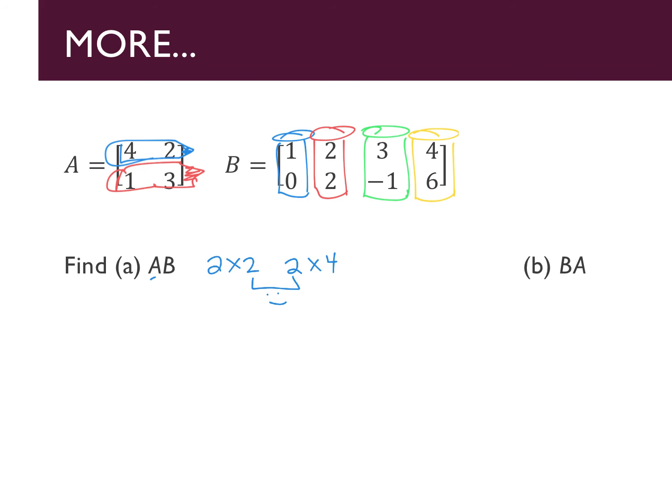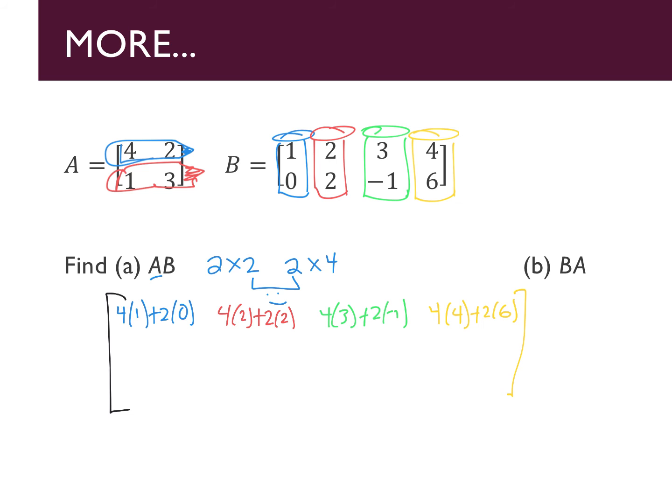Okay, so here we go. We know the blue pencil will go into the blue cup. So 4 times 1 plus 2 times 0. The blue pencil will then go into the red cup. 4 times 2 plus 2 times 2. The blue pencil will then go into the green cup. 4 times 3 plus 2 times -1. And the blue pencil will go into the yellow cup, 4 times 4 plus 2 times 6. And then we're going to start the process again.